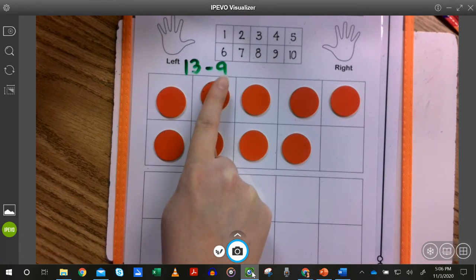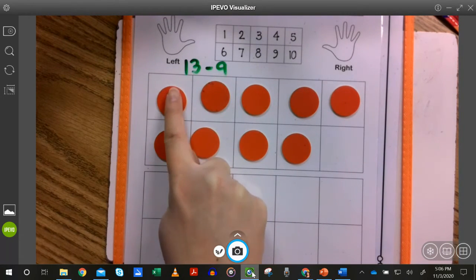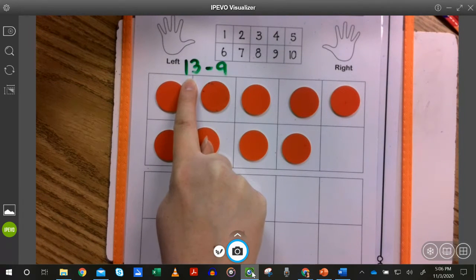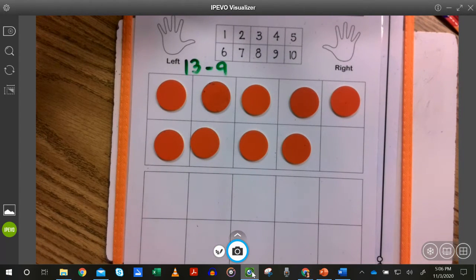Okay, so my first goal is to think, do I know what 13 means? Okay, what does it mean? A group of 10 and 3 more. Well, right now I just have a 9. How do I turn 9 into a group of 10?